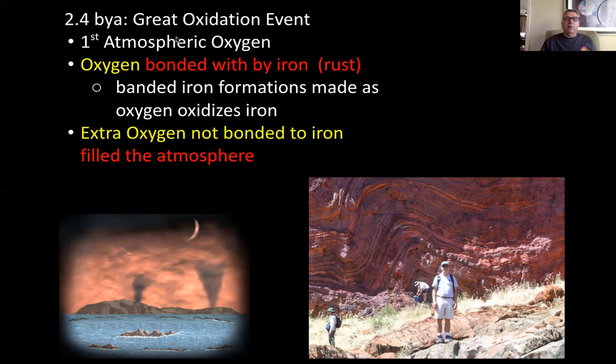2.4 billion years, we have the great oxidation event. All right. The cause is increased oxygen bonded with the iron, which formed rust. And then the extra oxygen that wasn't bonded to the iron filled the atmosphere. So this is the cause, extra oxygen, and the effect is that the oxygen that wasn't bound to the iron filled the atmosphere.